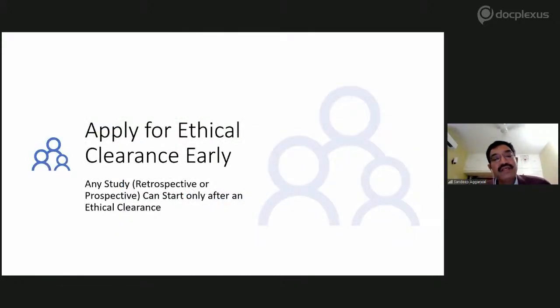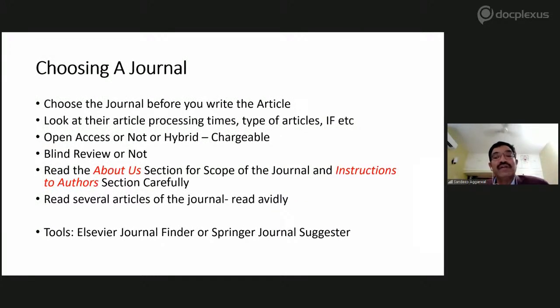After you've done this, apply for an ethical clearance early. As you said, any study, retrospective or prospective, observational or interventional, can start only after an ethical clearance. I will not go into details of ethical issues here, as they will be covered subsequently. The next step before you write the article is to choose a journal. Some people choose a journal after writing the article, looking at the quality of the article, and that's fair. But I think it's good to choose at the beginning where you want to publish.